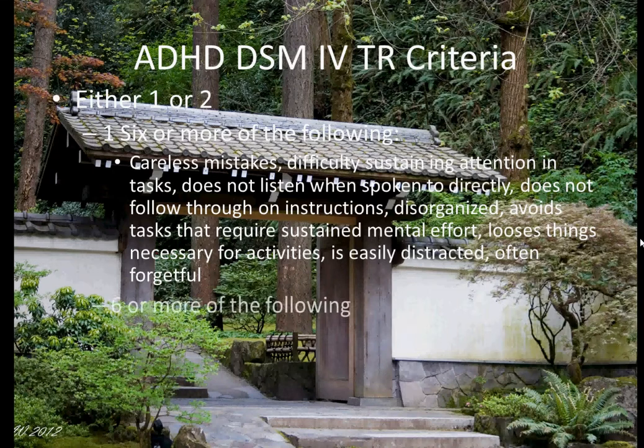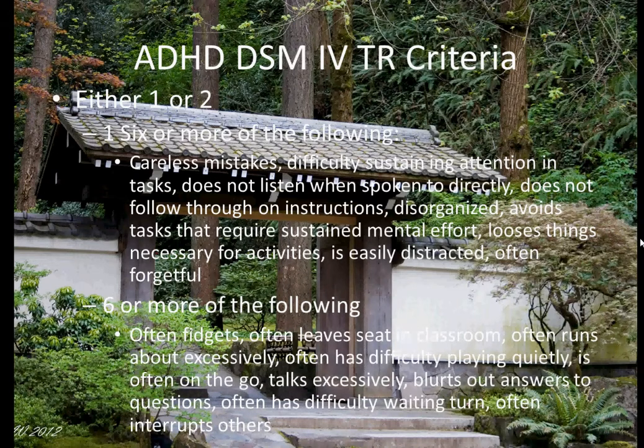Six or more of the following: often fidgets, leaves the seat in the classroom, runs about excessively, often has difficulty playing quietly, is often on the go, talks excessively, blurts out answers to questions, often has difficulty waiting turn, often interrupts others.